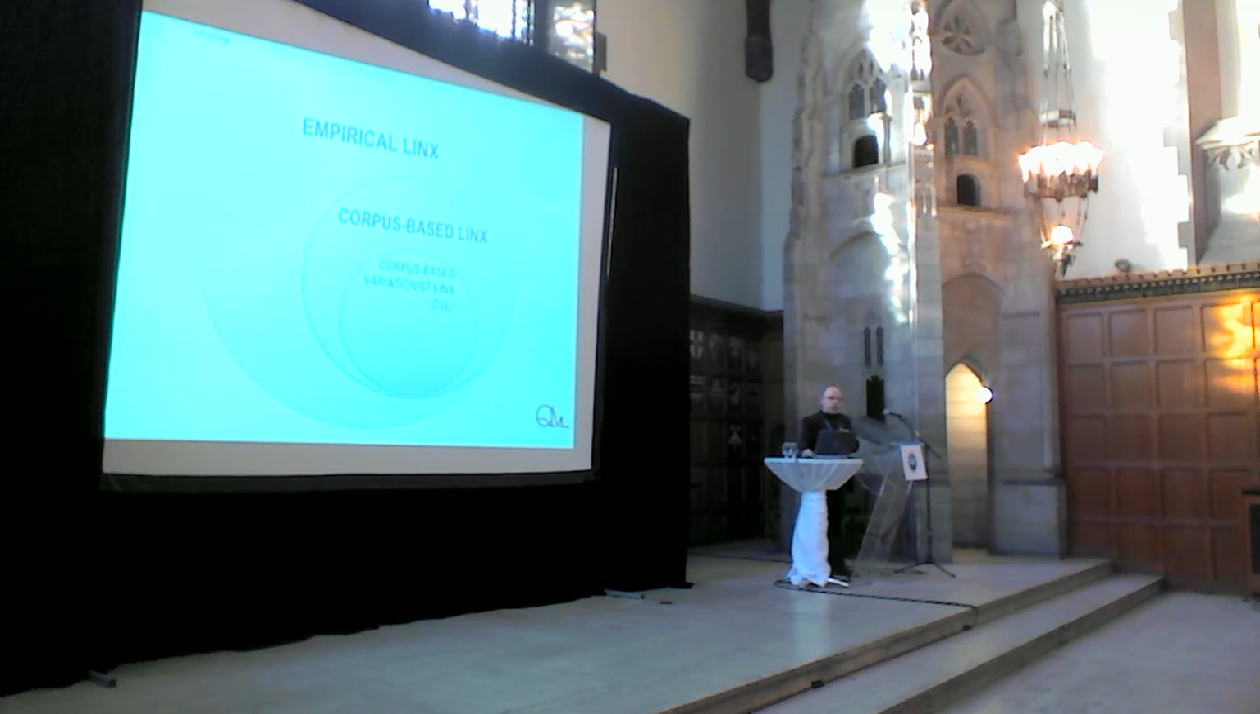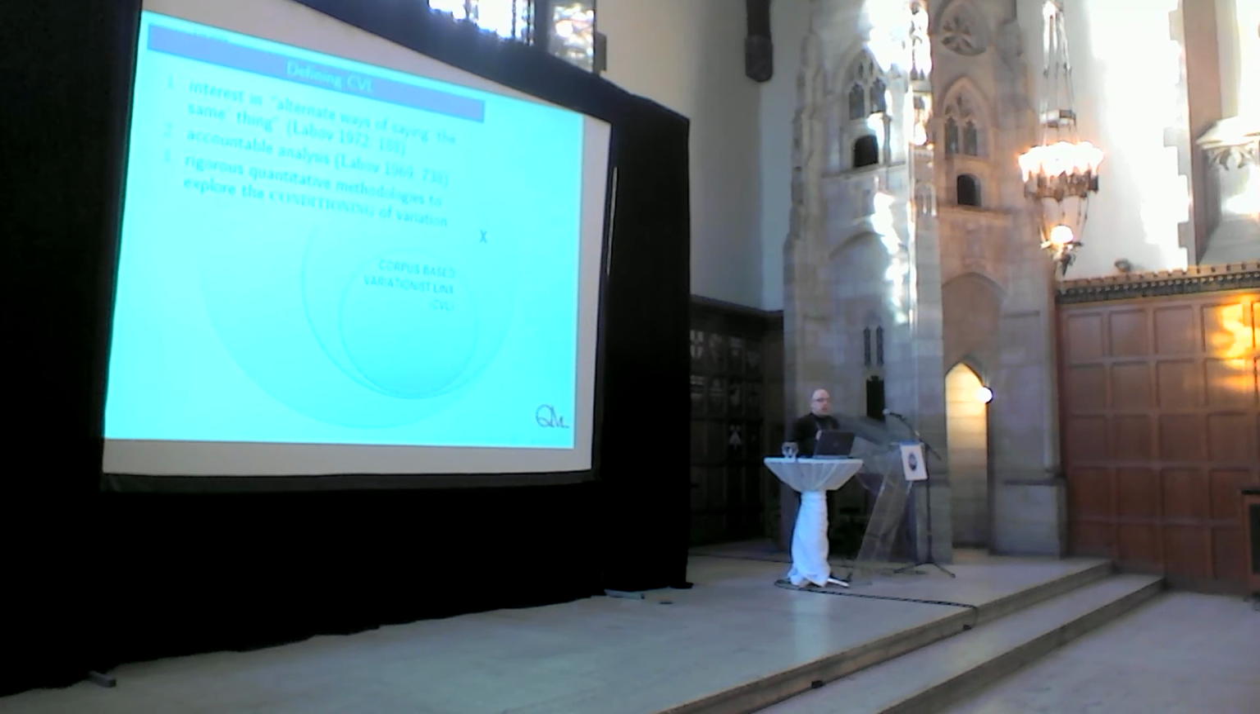And their work is characterized by three properties. In my definition, first, there's an interest in alternate ways of saying the same thing. So CVL analysts set up variants and variables. Second, they offer accountable analyses. And third, they marshal rigorous quantitative methodologies to explore the conditioning of variation. Why do people make the linguistic choices that they make?